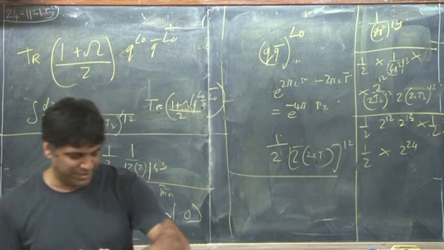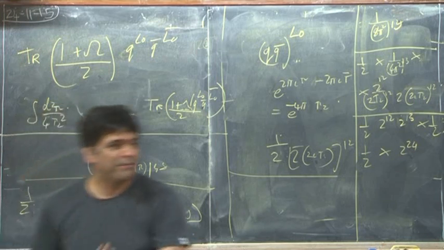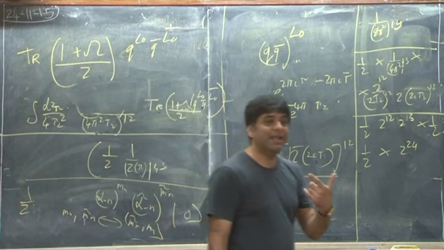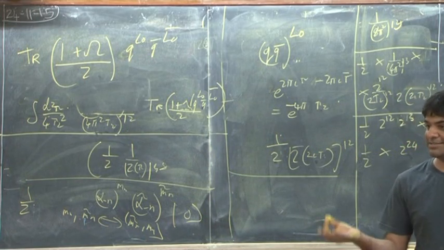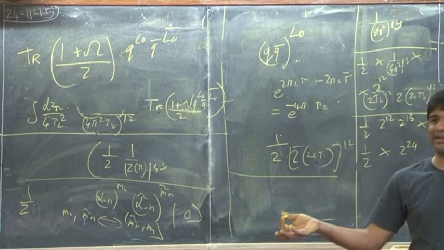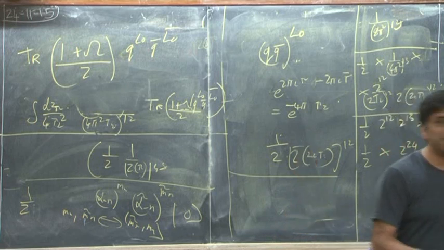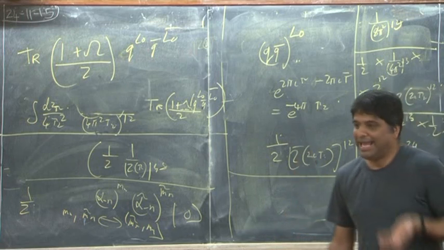Now, one more thing about the open strings. I had done the thing with Chan-Paton factors with no Chan-Paton factors. But had we had the ordinary Chan-Paton factors, the open strings would have had the same problem with a factor of n squared.